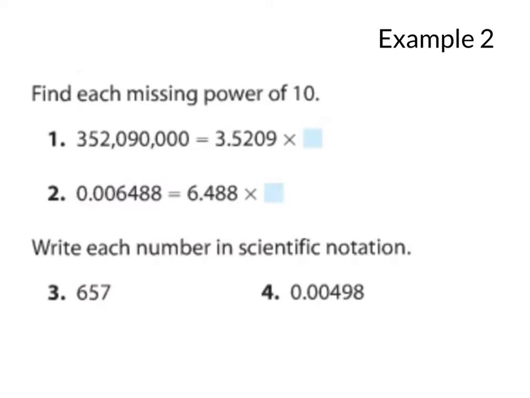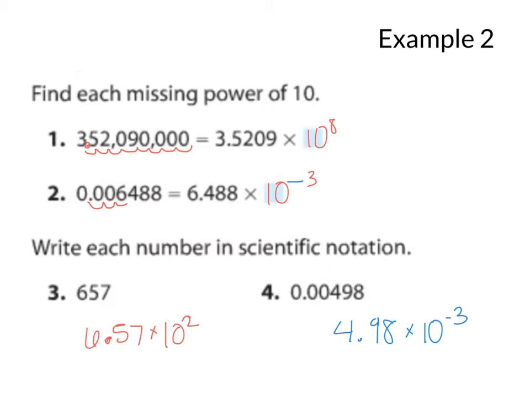Here's example 2. Try to do this by yourself. And I'll show you the answers in 3, 2, 1. So for the first one, I found where the decimal would be for 3.5. I went right here in the number, because this is the number between 1 and 10. And I did 1, 2, 3, 4, 5, 6, 7, 8 numbers back. So I did 10 to the 8th power. This one I found out where the decimal would go right here between 6 and 4 to make 6.4. If I moved it to 64.88, that would not be a number between 1 and 10. So we go 1, 2, 3 numbers back, 10 to the negative 3rd, because remember it's backwards.